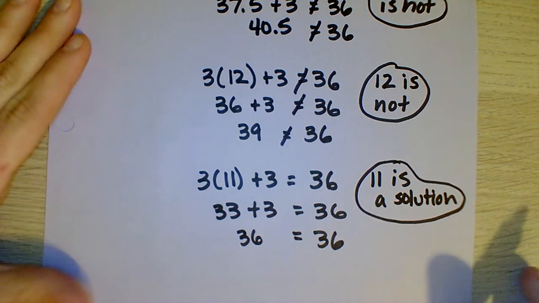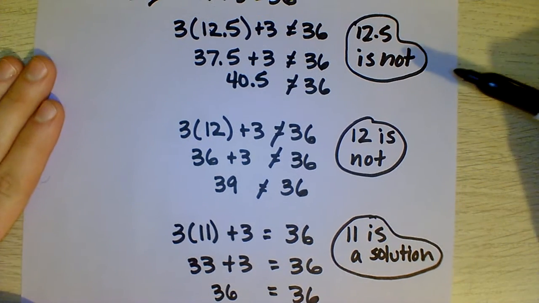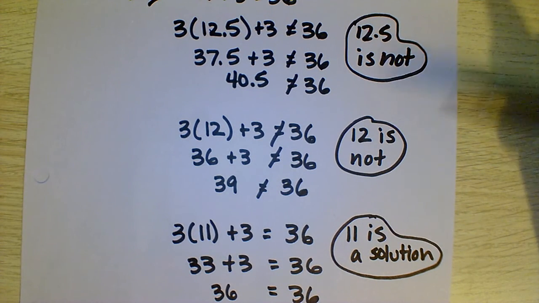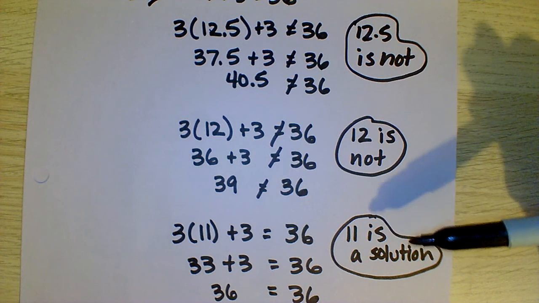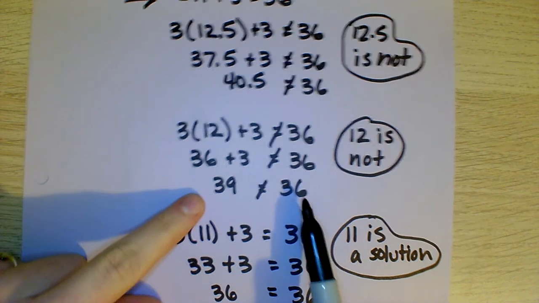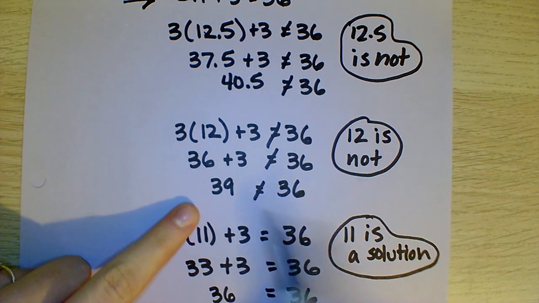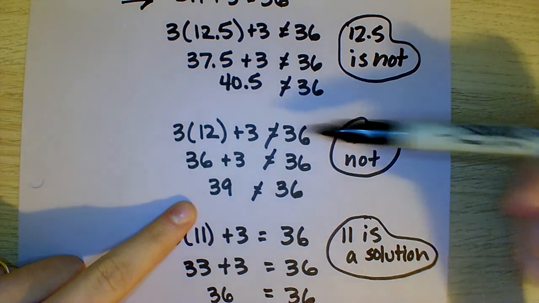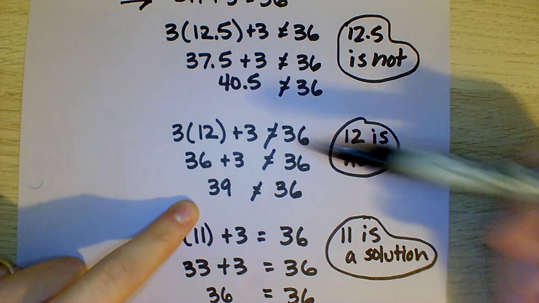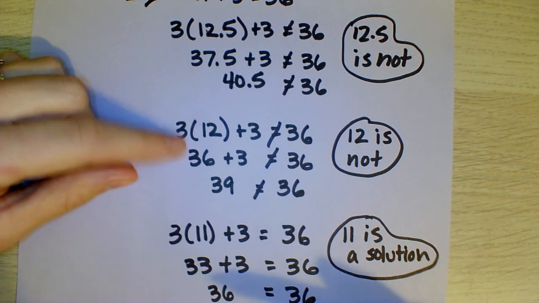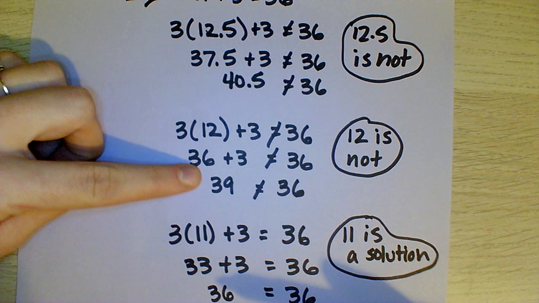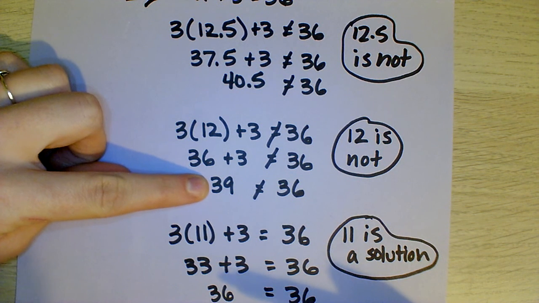So on our paper, we want to make sure we have 12.5 is not a solution, 12 is not a solution, but 11 is a solution. And also, if there was any spot where we saw they weren't equal, we want to make sure all of the steps that went with this problem also say that they are not equal. Because up here we weren't sure, we were going to kind of assume that they were, and then once we got to the end, we would be able to tell for sure.